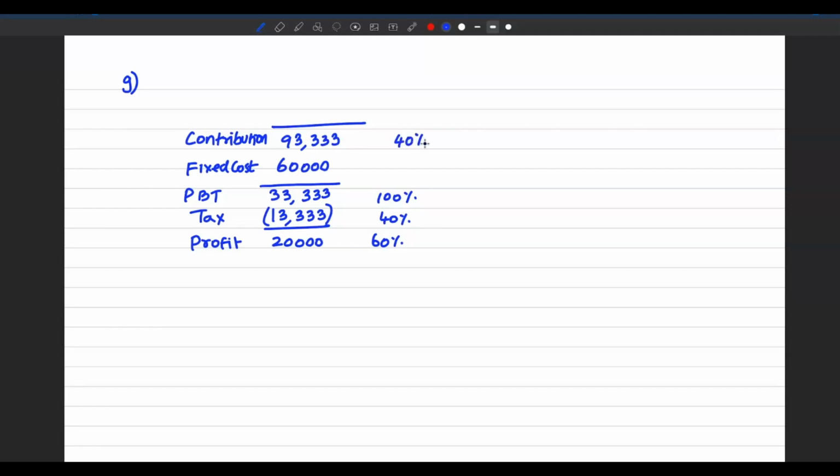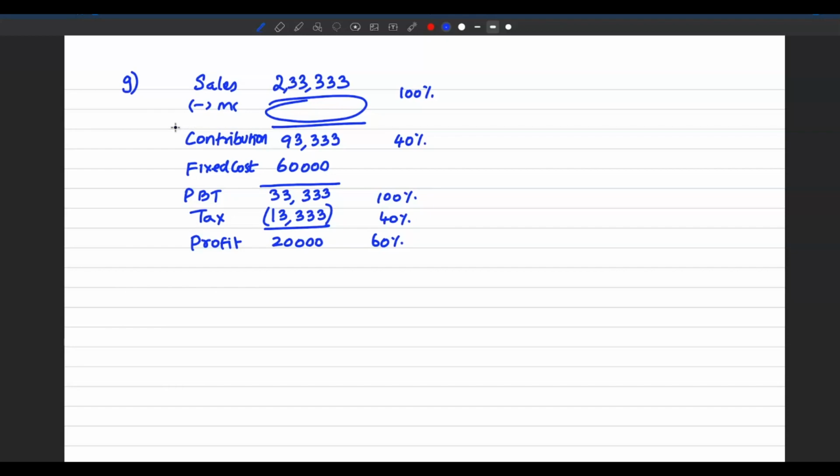So this is going to be the contribution, and we know the relationship between the contribution and sales, that is 40% is the contribution. If this 93,333 is 40%, then what is 100%? Let's do 93,333 divided by 0.4 into 1. So what you will get? You will get 2,33,333. So this is going to be your sales, and obviously this difference is going to be the marginal cost.